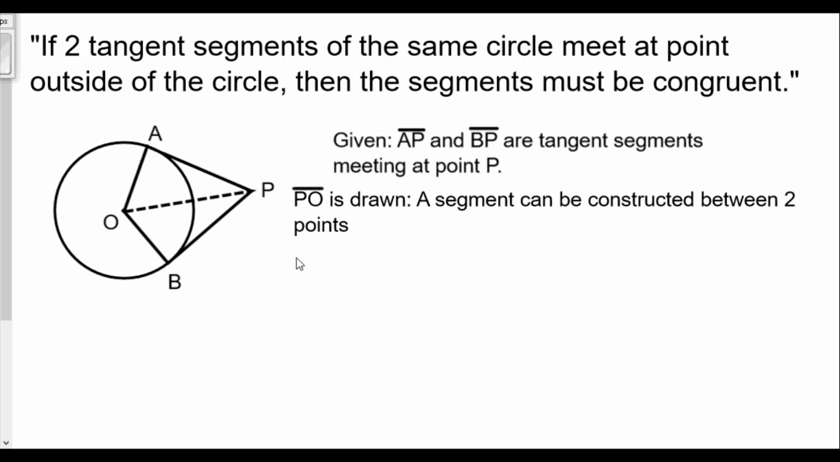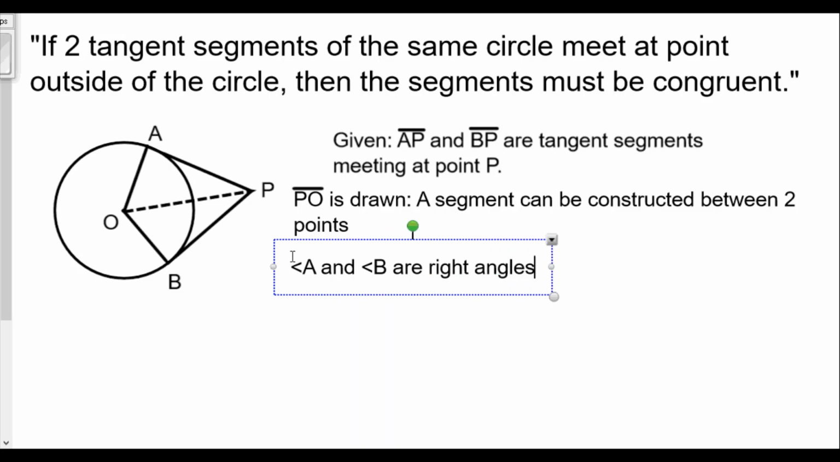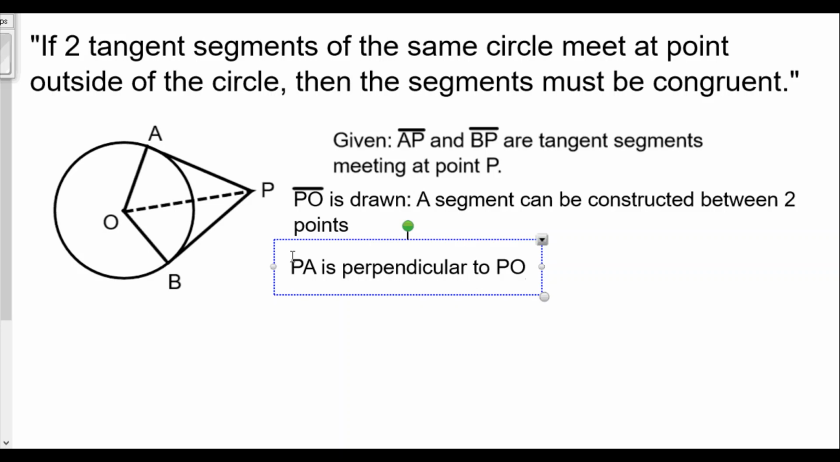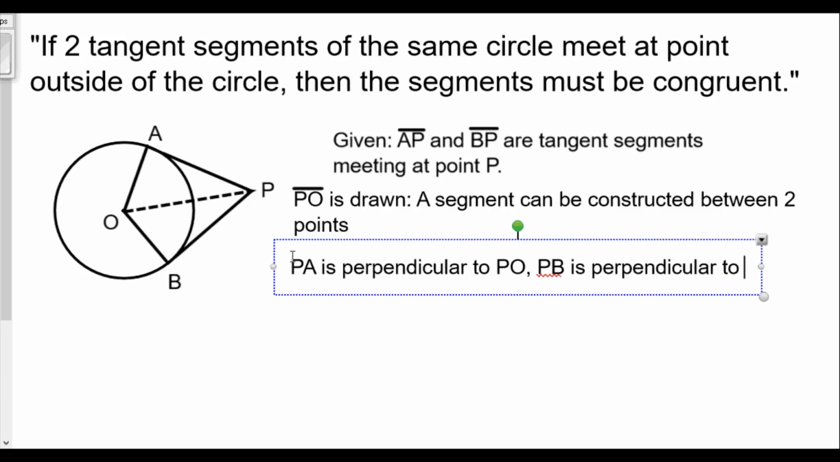The next thing we know is that angle A and angle B are right angles. Before we say this, we have to make the statement, sorry, I'm jumping the gun here. We have to make the statement that PA is perpendicular to AO. And not only that, we're also going to say PB is perpendicular to BO. Oh shucks, sorry. PB is perpendicular to BO.